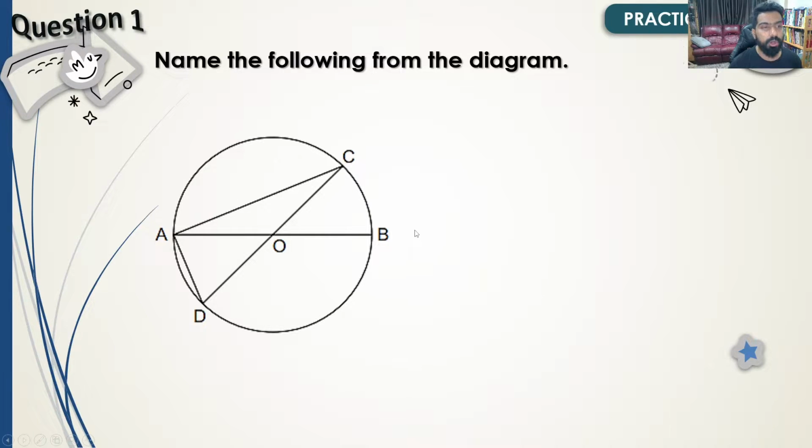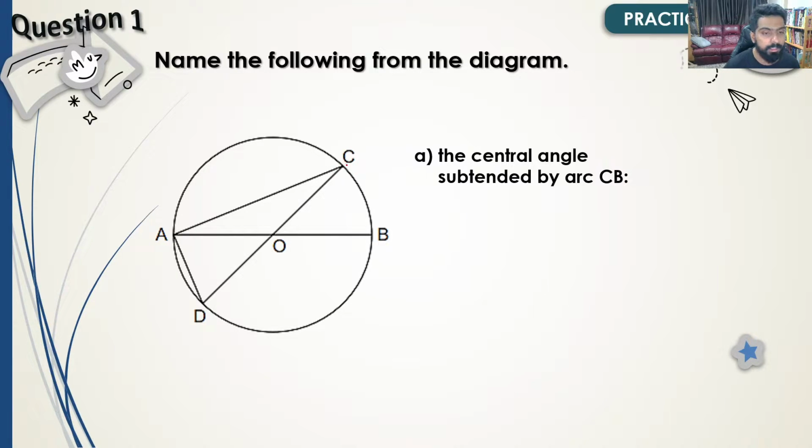Now let's go ahead and name the diagram. All right, the central angle subtended by arc CB. So subtended by arc CB means it should start at C and end with B, which is right here, right, guys? So if we take a look at this, it will be COB. It will be C going to the center and coming back to B, COB. Now, if they say the arc BC, then it would be BOC, all right, guys?